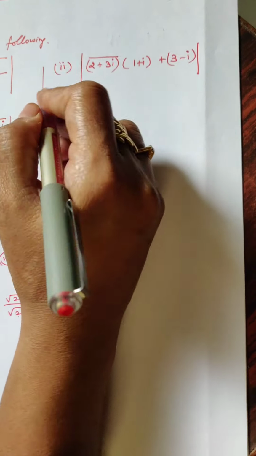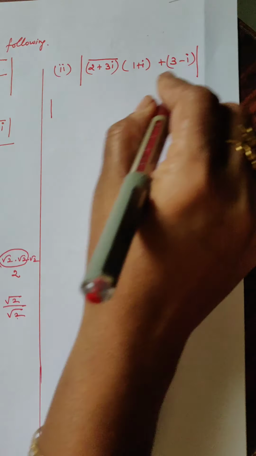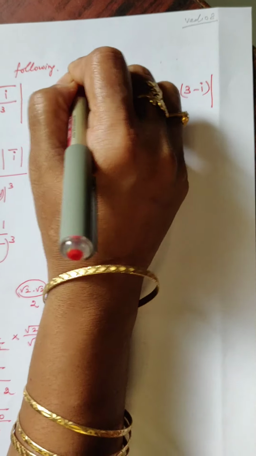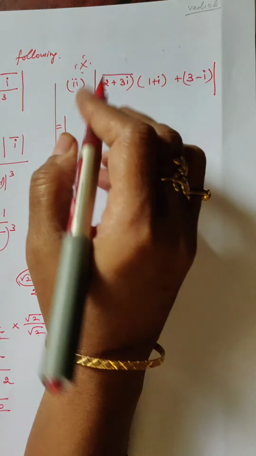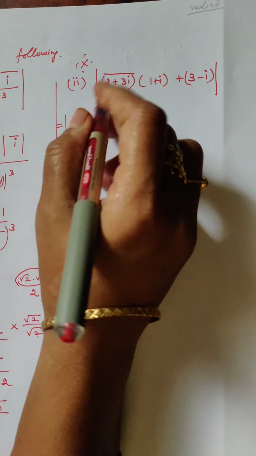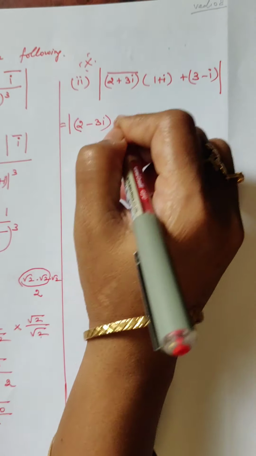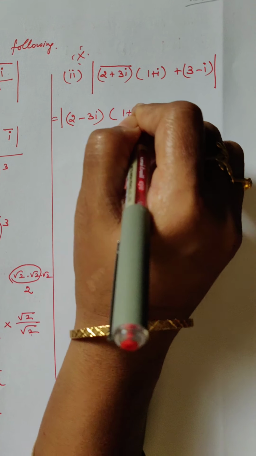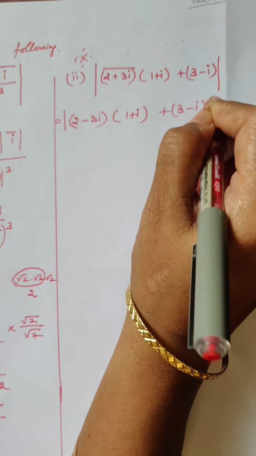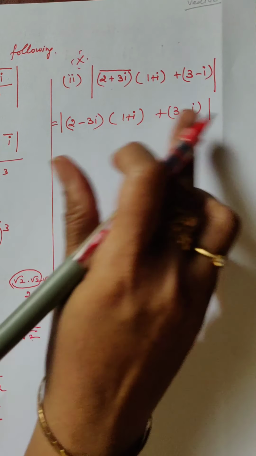So what are we going to do? First you have to simplify this, then you have to find out the modulus. Be careful. This is very very important. Be careful in this sum. So modulus of 2 minus 3i, because conjugate of this is 2 minus 3i, into 1 plus i, plus 3 minus i. Is it clear? Now I have to multiply these two, then I have to add.